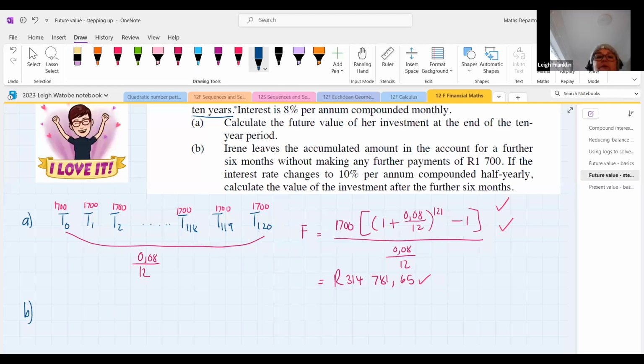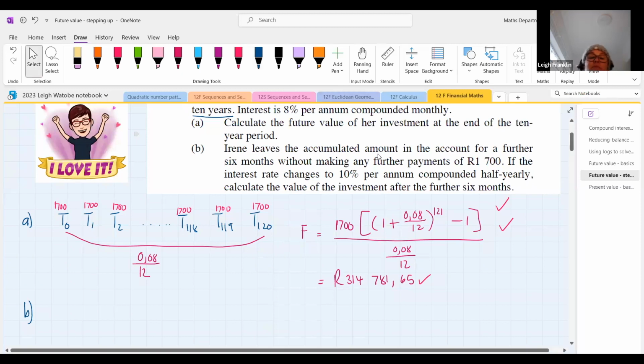How would we tackle this? Remember, you can raise your hand and unmute, and then you can talk to us. Absolutely. Ma'am, would we use the normal A = P(1 + i)^n? Yes, we would.